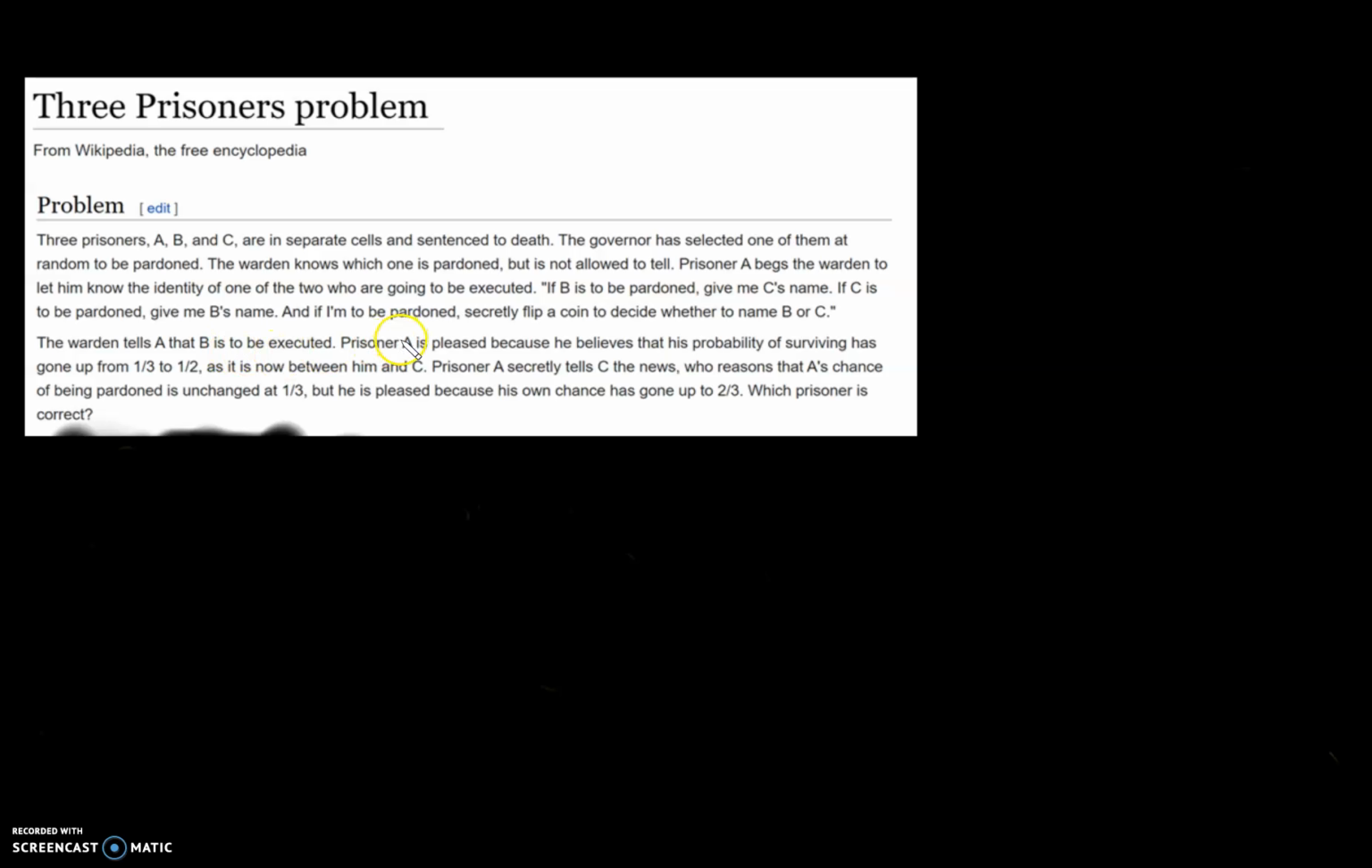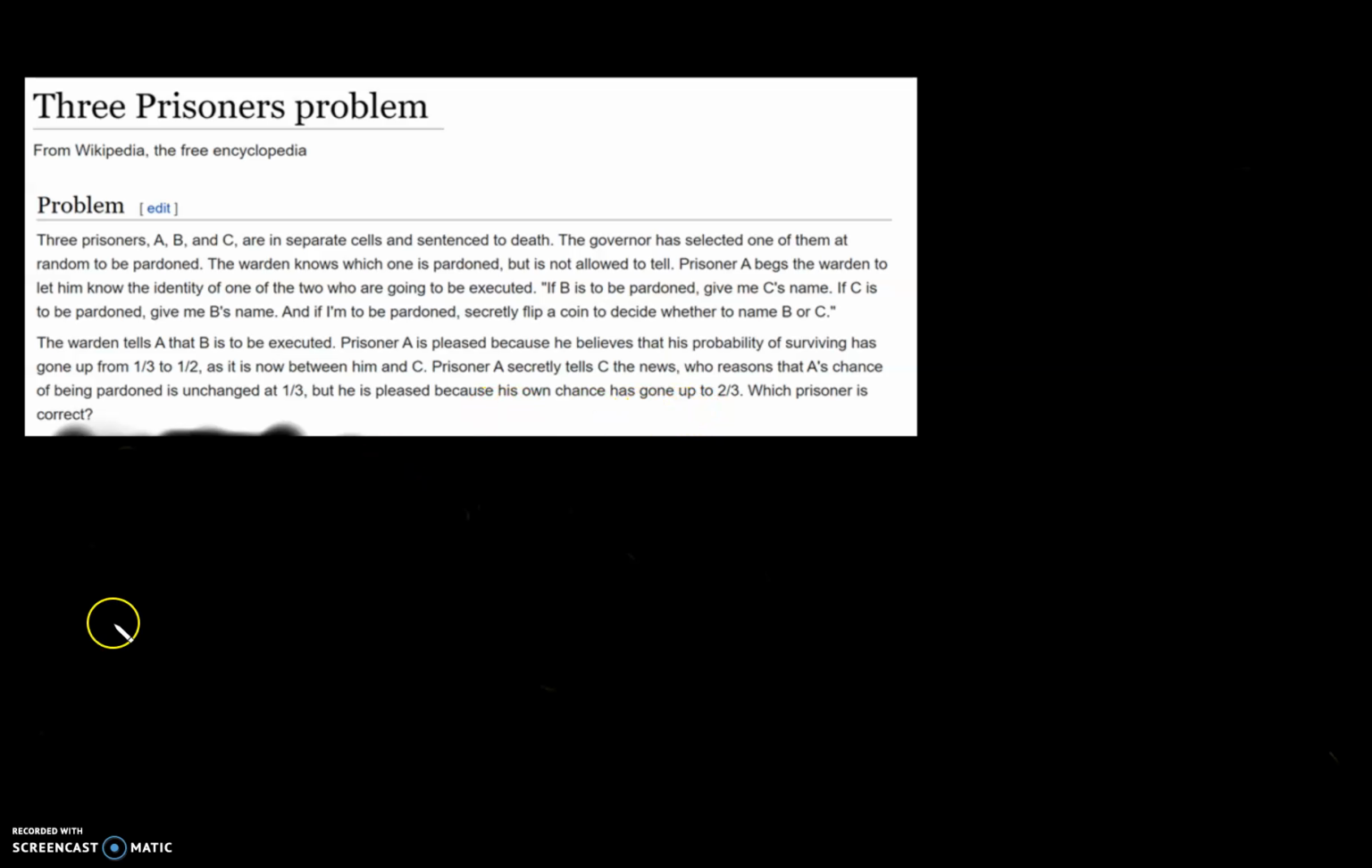A is delighted because he thinks his probability of surviving has gone up from a third to a half, as it's between him and C now. A secretly tells this information to C. C privately disagrees with A, thinking that his chance has actually not gone up from a third to a half, it's actually stayed at 1/3, whereas C's chances of surviving has gone up to 2/3.